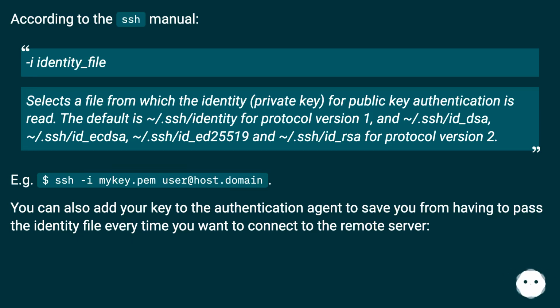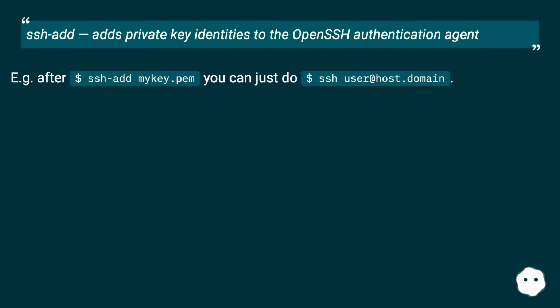You can also add your key to the authentication agent to save you from having to pass the identity file every time you want to connect to the remote server. ssh-add adds private key identities to the OpenSSH authentication agent. E.g., after $ ssh-add mikey.pem, you can just do $ ssh user@host.domain.